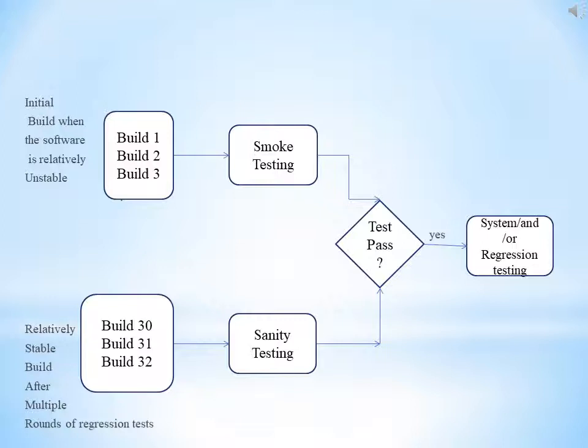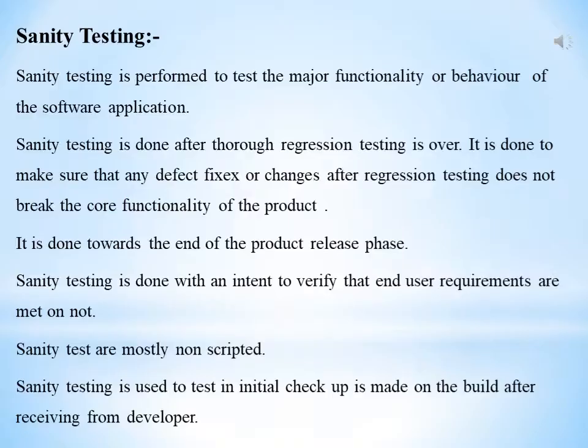In the initial state, whenever build 1, build 2, build 3 is going to testing, that means the software is relatively unstable, and this build 1, build 2, build 3 is going for smoke testing. A build includes all the data files, libraries, reusable modules and engineered components.